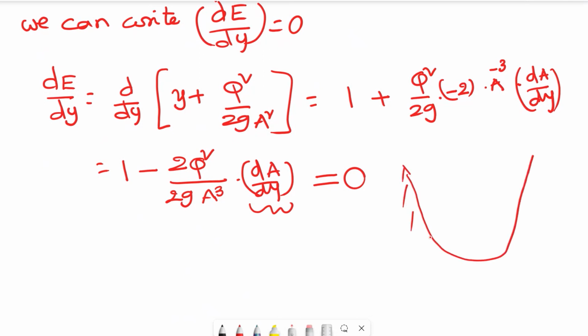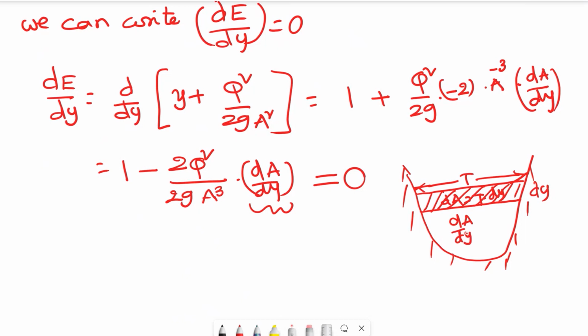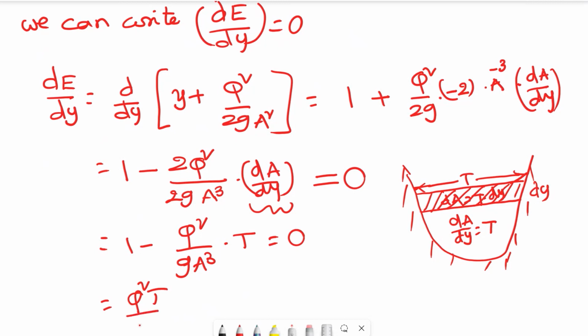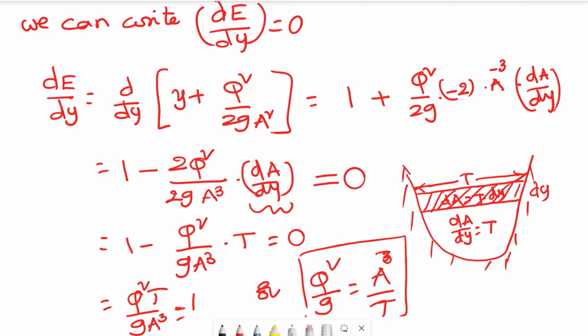Now, what is this dA by dy? Suppose I take a channel section like this. I take a small strip, whose thickness is dy and whose top width is T. So this area dA is equal to T into dy, or dA by dy is equal to the top width T. So the 2s will cancel: 1 minus Q squared T by gA cubed is equal to 0, or Q squared T by gA cubed is equal to 1, or Q squared by g is equal to A cubed by T. This is the general condition.